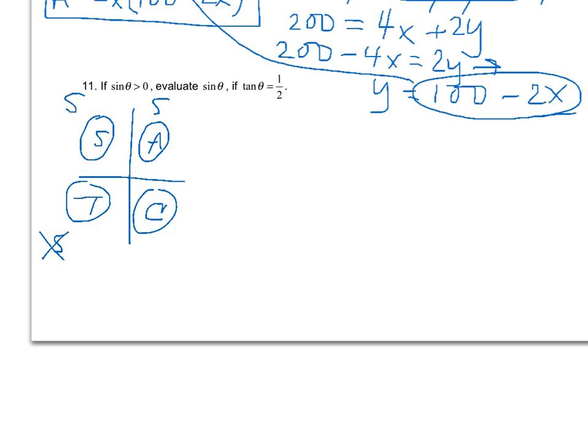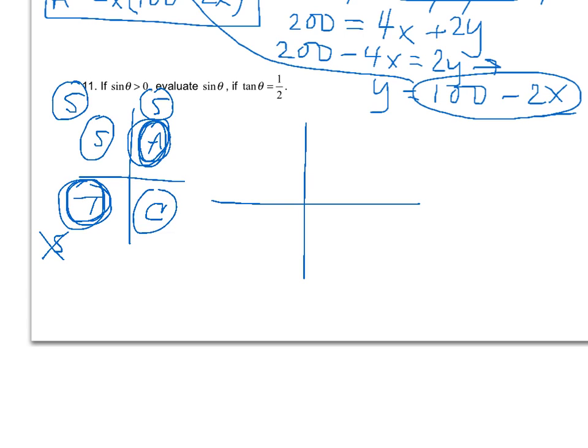Now, let's draw this again so I don't have a big mess. If you have sine positive here and here, and tangent positive here and here, the only place that they are the same sign is in quadrant 1. So you know the angle has to be in quadrant 1.